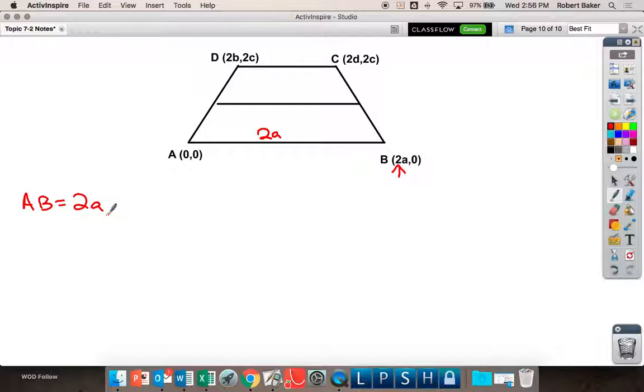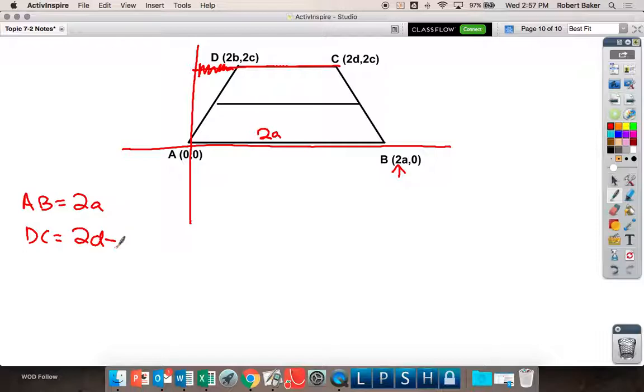Can we find the length of the top? It's minus 2A plus 2D. How do I get from here to here? How far is that? That's 2D. From the y-axis to that point is 2D to the right. But I want to eliminate this piece, which is how long? 2B. So the top, DC, is the whole length, 2D, minus that one piece, 2B.